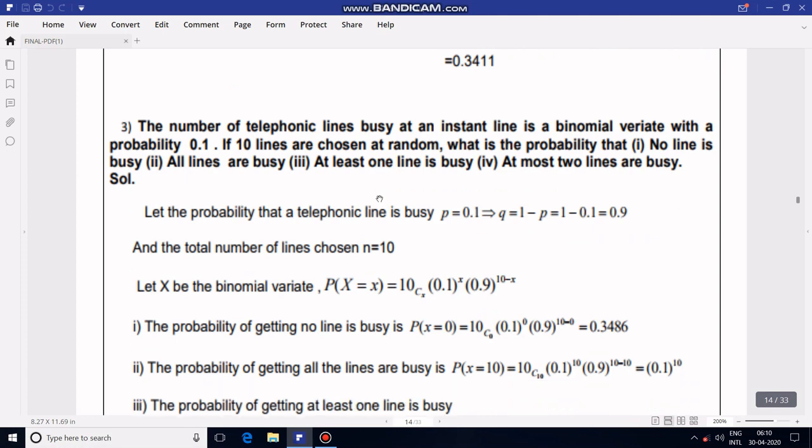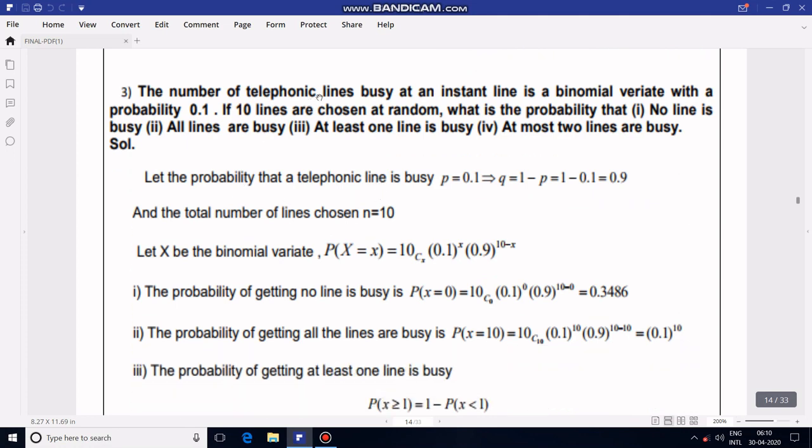In this problem, the number of telephone lines busy at an instant is a binomial variate with probability 0.1. If 10 lines are chosen at random, what is the probability that: first, no line is busy; second, all lines are busy; third, at least one line is busy; fourth, at most two lines are busy. Now let us compute all these probabilities for the given data.